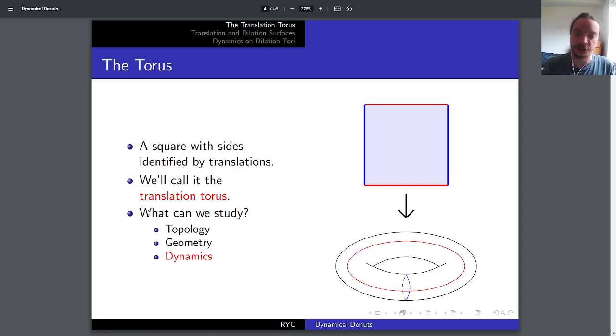And so what are the questions that we can ask about a torus? Well, we can ask questions about its topology, like how many holes does it have? We can also ask questions about, say, its geometry, like what's the curvature of the surface? And finally, we can ask questions about dynamics. So dynamics are what we're interested in for this talk. And questions about dynamics look something like, if you start at a point and you start moving around, then what's going to happen in the long term? Where will you end up? Will you come back to where you started? Does something else happen? Can we answer questions about moving around on the surface? So this is what we're going to talk about.